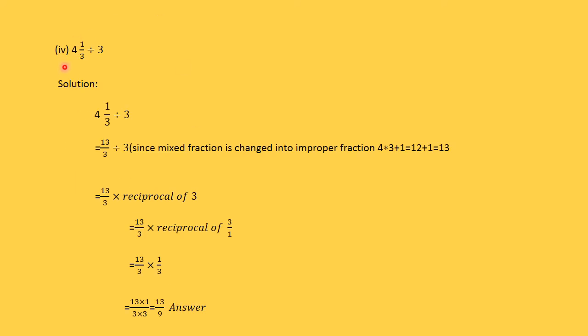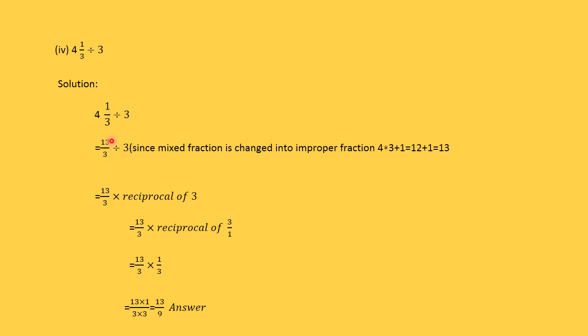Now let us see the fourth question of the same problem. 4 1 by 3 divided by 3. 4 1 by 3, what is it? It's a mixed fraction. If we have a mixed fraction, we have to change it into an improper fraction first. So how do we change it into an improper fraction? Quotient into denominator plus numerator. So 4 into 3 plus 1. 4 3s are 12 plus 1 is equal to 13. So 13 by 3 divided by 3.